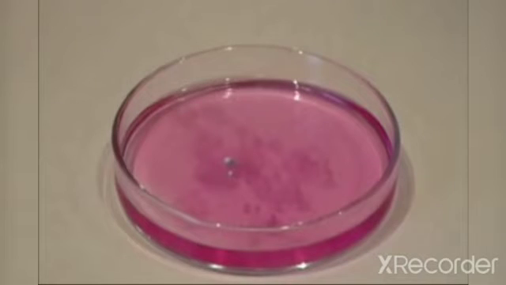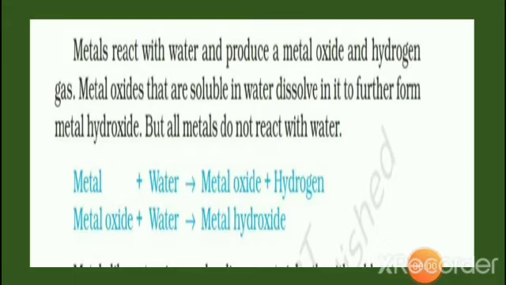How can we confirm the formation of sodium hydroxide? If few drops of phenolphthalein are added to the beaker, we will be able to see that the solution turns pink. Pink color indicates the formation of a base. Here it is sodium hydroxide. Metals react with water to produce metal oxide and hydrogen gas. But certain metal oxides that are soluble in water dissolve in water to form metal hydroxide. So we can write the equation as metal plus water gives metal oxide plus hydrogen. Metal oxide plus water gives metal hydroxide.